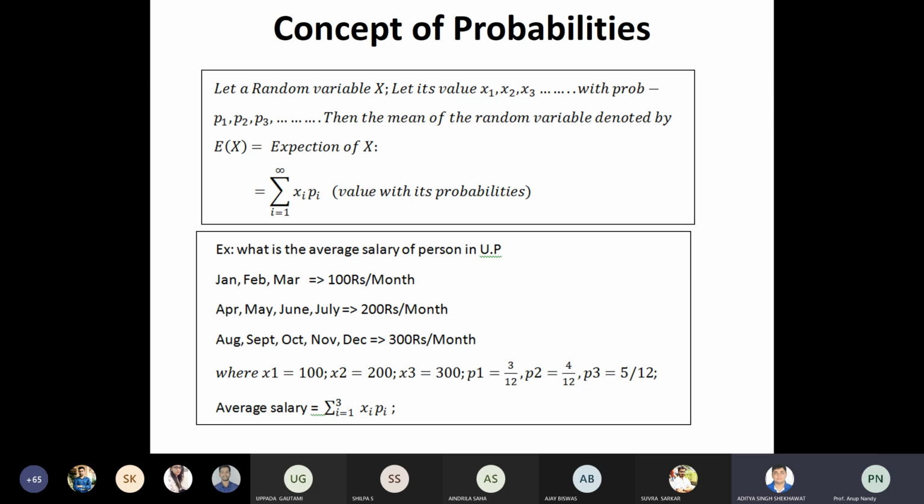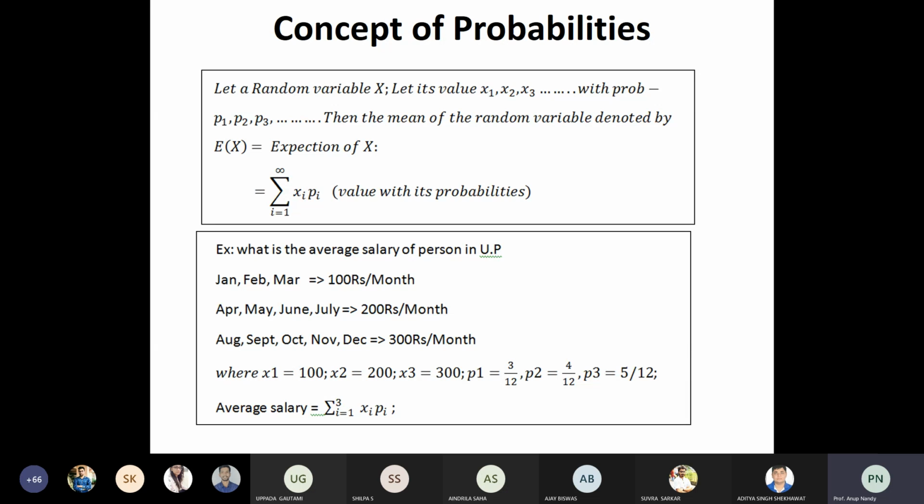Okay, so now here is the concept of probability. Now a random variable x has values x1, x2, x3 with probabilities p1, p2, p3. Then the mean of the random variable, denoted by E of x, meaning the expectation of x, is the sum from i equals 1 to infinity of xi into pi. So it is the value with this probability. Suppose I take our example: what is the average salary of a person in any state?